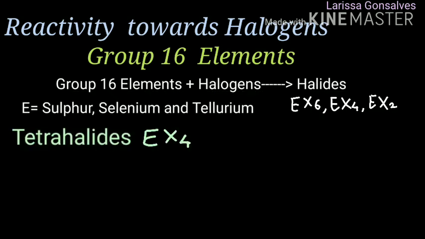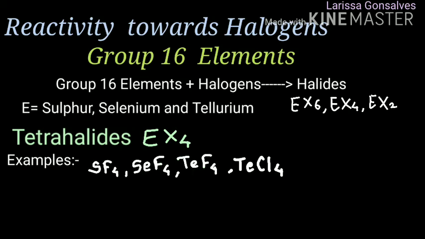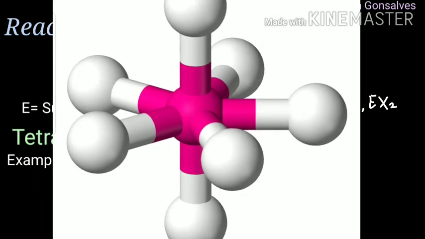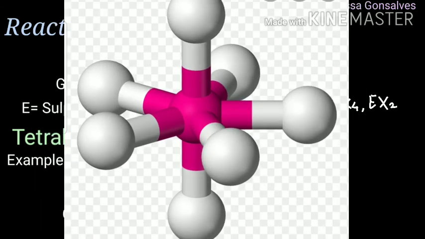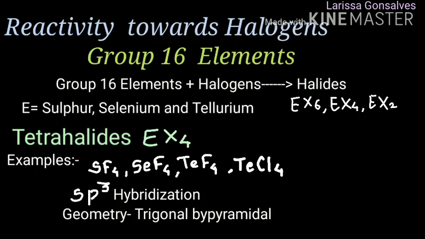Next are the tetrahalides. Examples of tetrahalides are SF4, that is sulfur tetrafluoride, SeF4, that is selenium tetrafluoride, TeF4, that is tellurium tetrafluoride, and TeCl4, that is tellurium tetrachloride. The tetrahalides have sp3d hybridization and trigonal bipyramidal geometry. Also, one equatorial position is occupied by the lone pair.